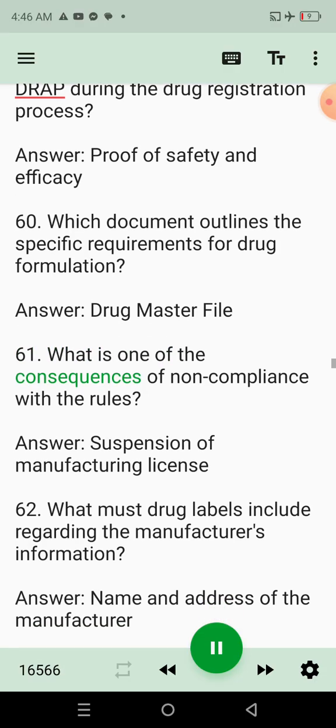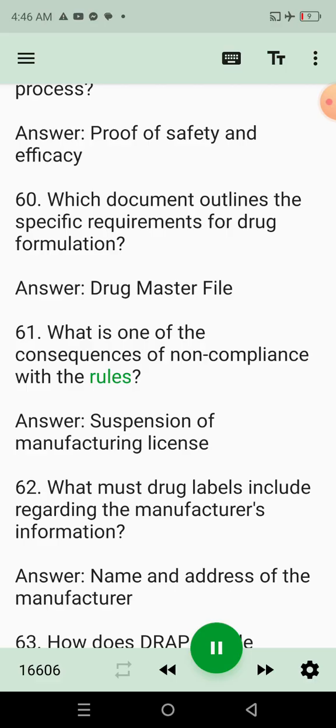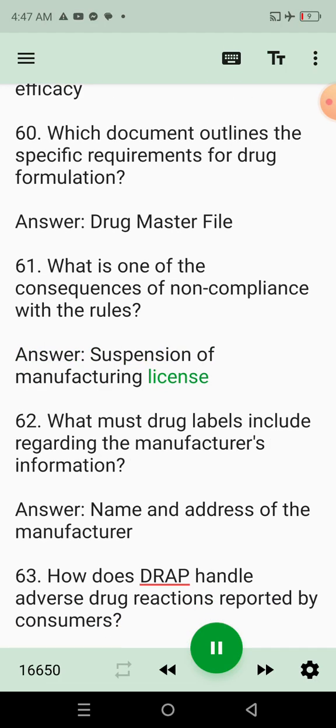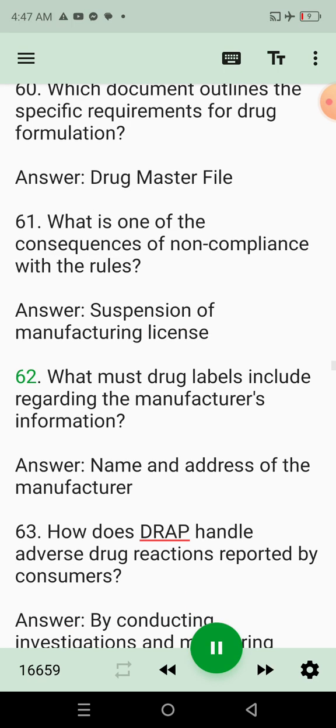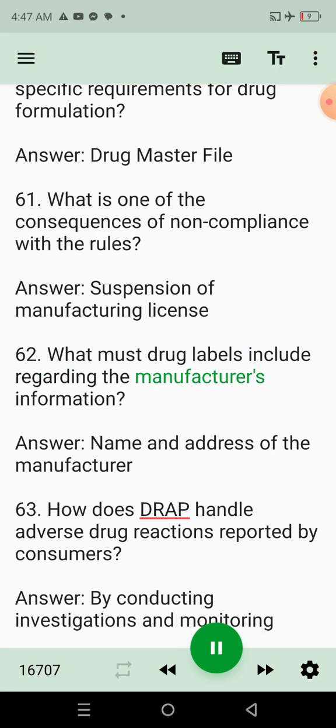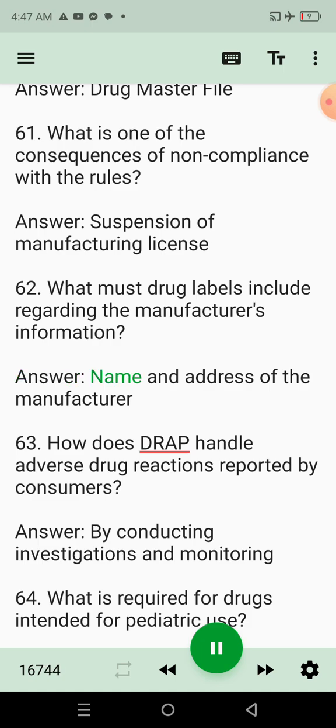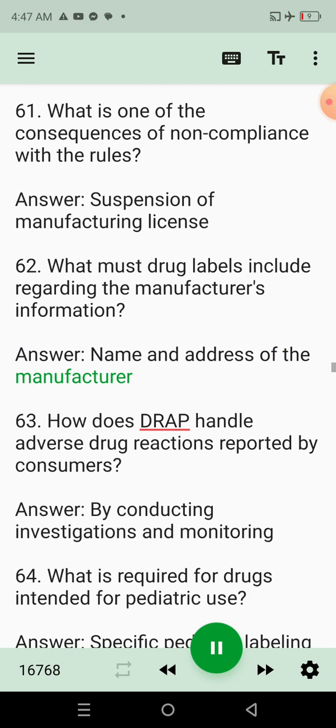What is one of the consequences of non-compliance with the rules? Answer: Suspension of manufacturing license. 62. What must drug labels include regarding the manufacturer's information? Answer: Name and address of the manufacturer.